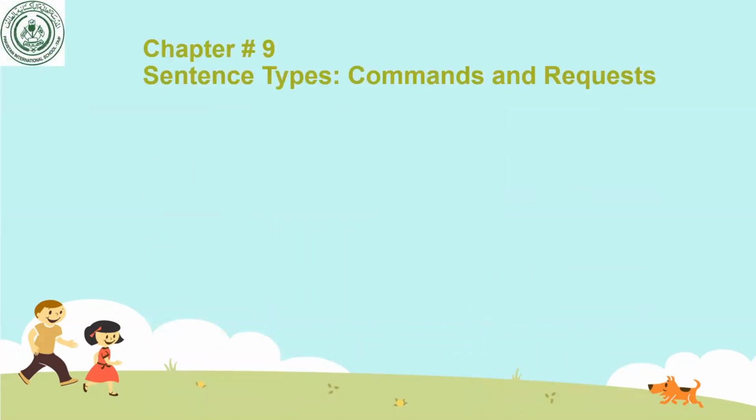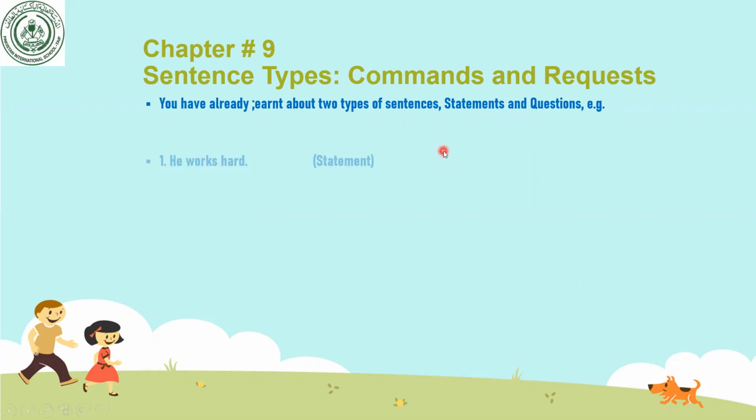Dear students, chapter number 9, sentence types. First of all, what is a sentence? A group of words which give complete sense is called a sentence. There are many types of sentences. You have already learned about two types, statements and questions.